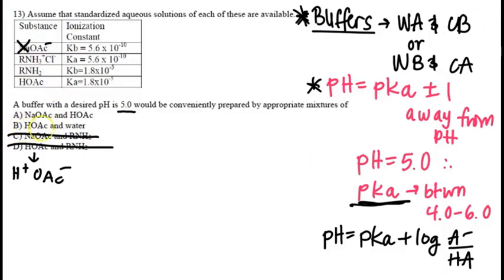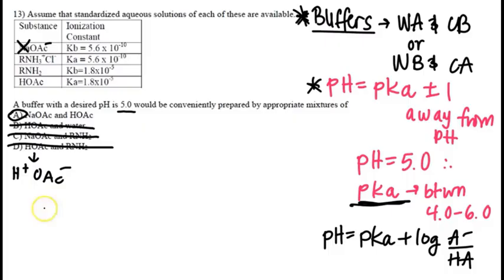Next we have HOAC and water. Again, we know this is going to be an acid here. And so sure, water can act as a base because it's amphoteric. But when we're talking about a buffer, we need the conjugate base of this overall acid. So letter B is not going to work. Automatically, we're down to letter A, which has to be the answer choice by process of elimination.